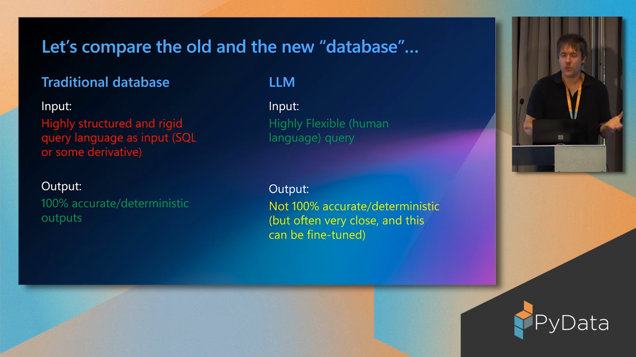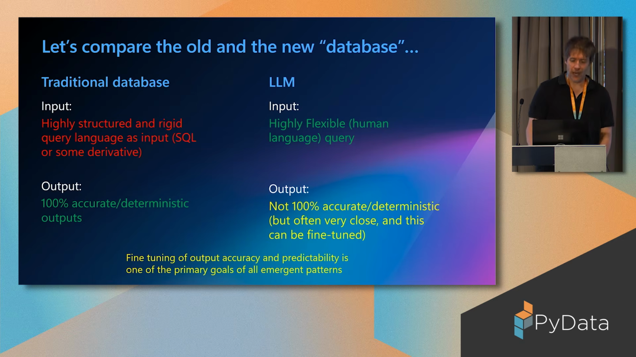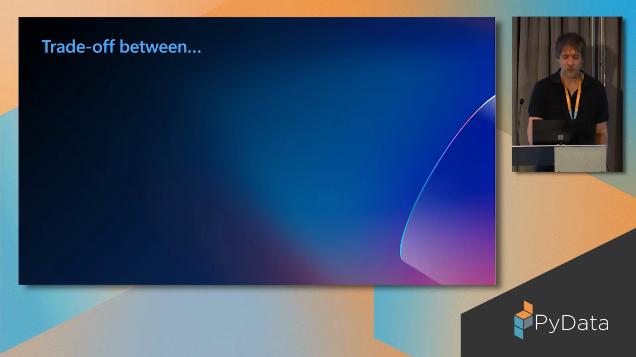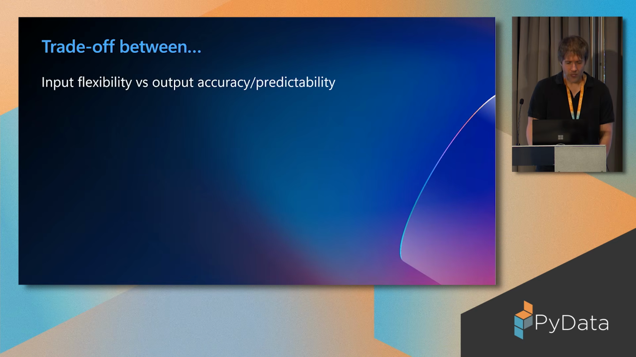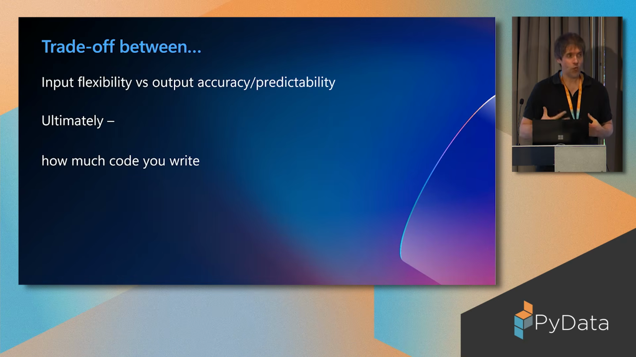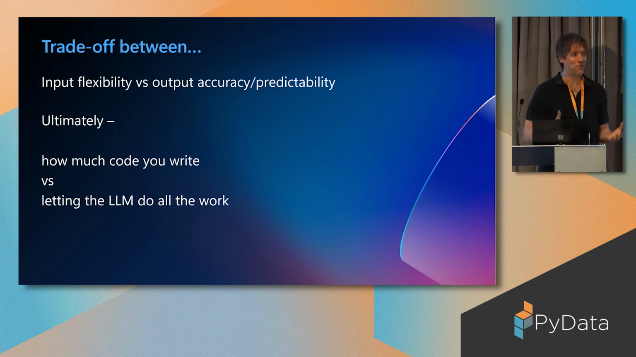And of course, this is what's impressive. We all know about this by now. And the fine-tuning of output accuracy and predictability is really one of the primary goals of all these patterns. So if you're new to these patterns for building GenAI apps, really what we're talking about is a trade-off between input flexibility versus output accuracy and predictability, and ultimately how much code you write as a developer if you're building these kinds of experiences versus letting the LLM do all the work.